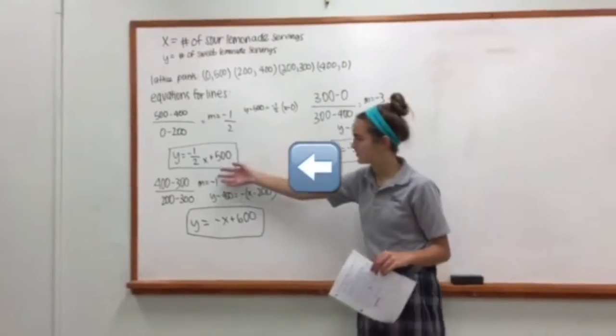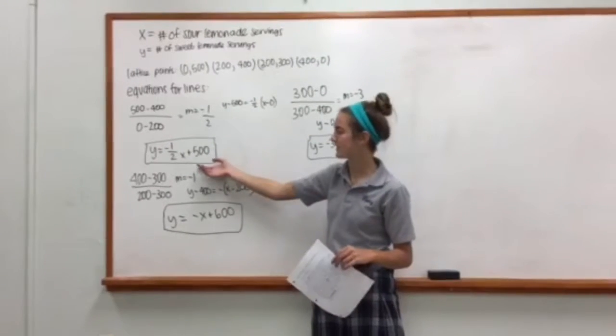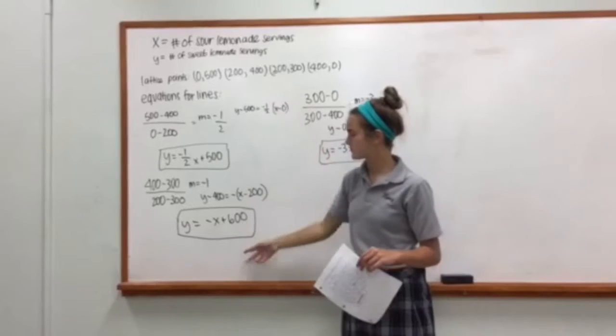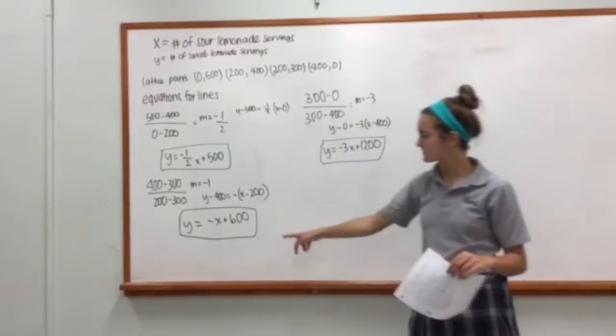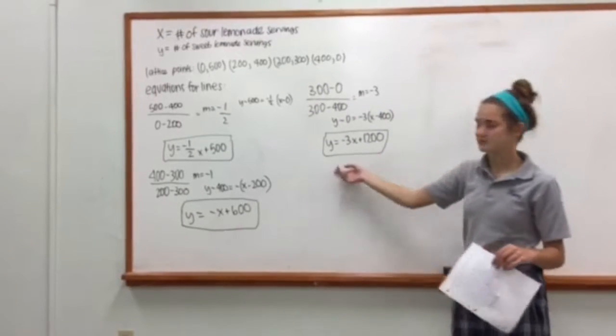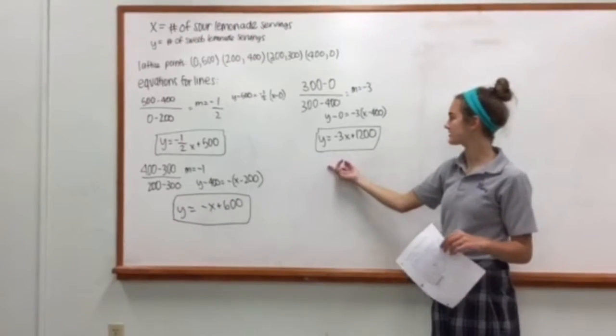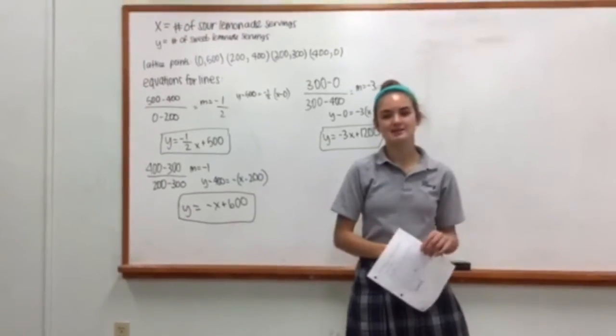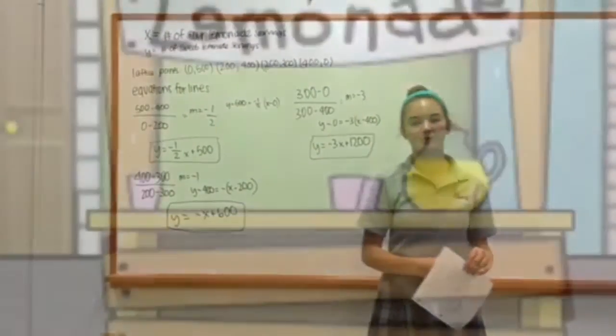For the first line, it would be y equals negative 1/2 x plus 500. The next line for these 2 points is y equals negative x plus 600. And then the next line for these 2 points is y equals negative 3x plus 1200. Then we will turn these lines into our constraints for our word problem.